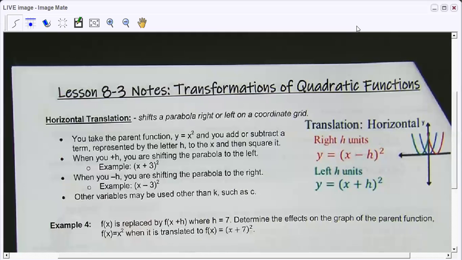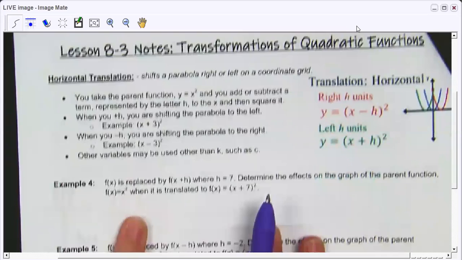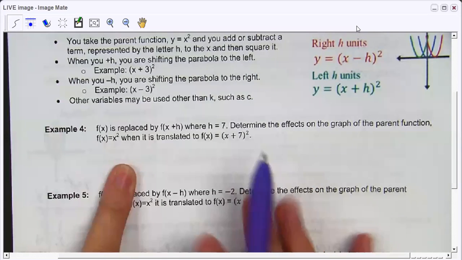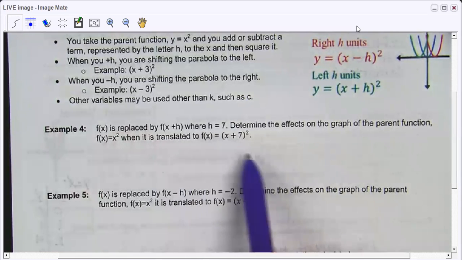Does that make sense? Well, yeah, it makes sense in that sense, but can you just show us a visual? Just give an example. Okay, let's do this right here. Maybe this will help. If we're replacing the H, which is a horizontal translation, with a 7 here, this 7 is actually negative.